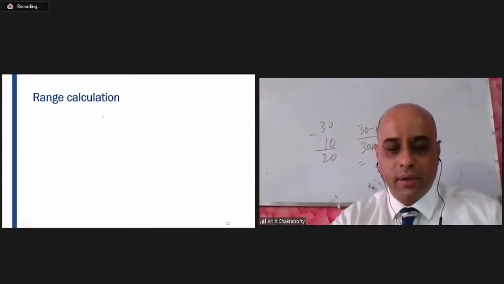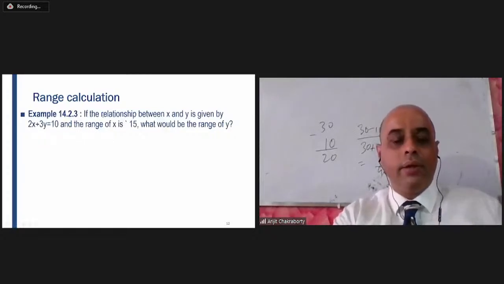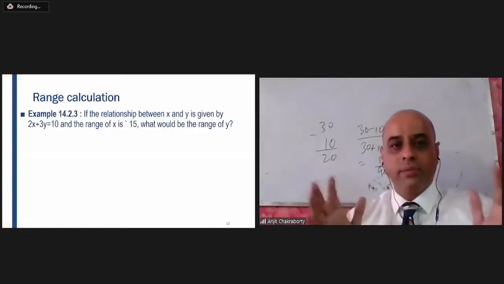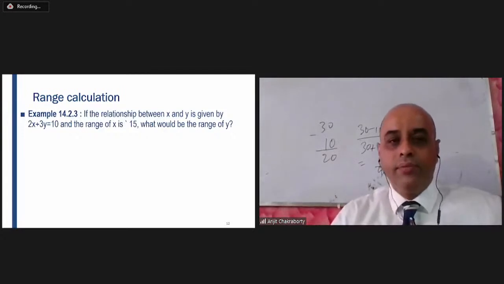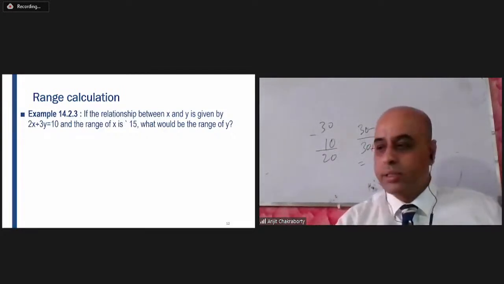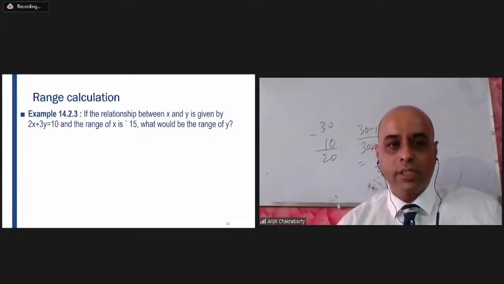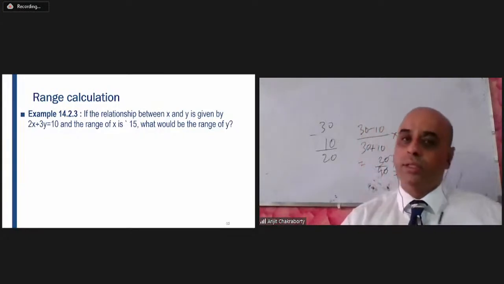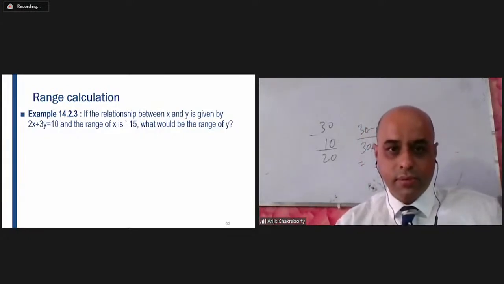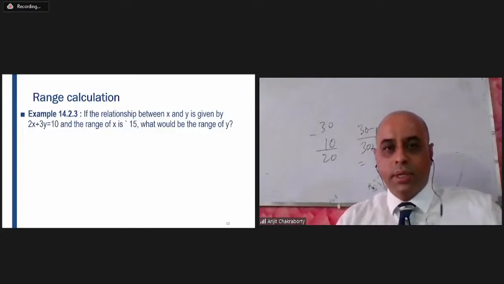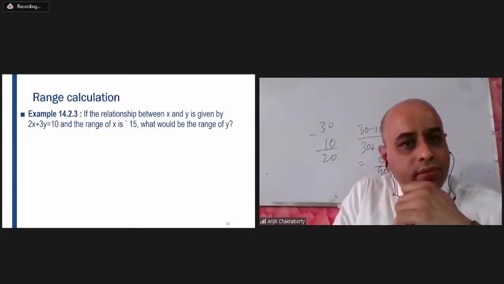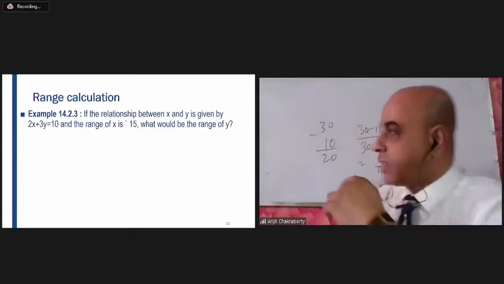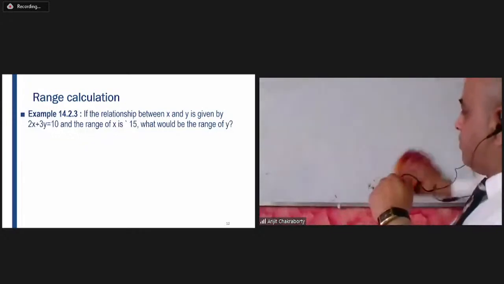Okay, range calculation. Now, this is a very important question, very, very vital for the exam. If the relationship between x and y is given as 2x plus 3y equal to 10, and if the range of x is 15, what would be the range of y? So this is a problem which is very important, especially for your exams. Now, let us try to understand this relation.